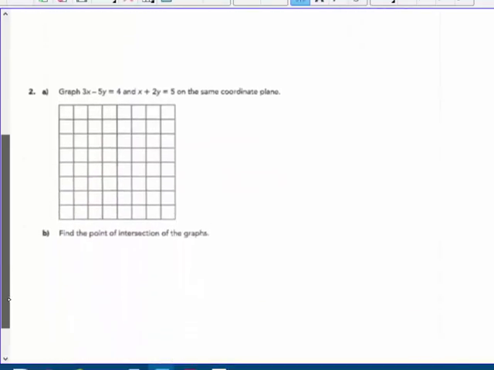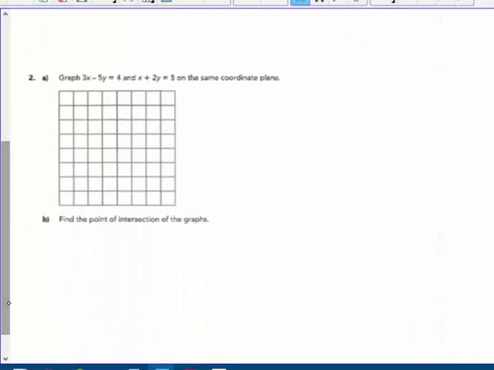Number 2, graph 3x minus 5y equals 4 and x plus 2y equals 5 on the same coordinate plane. I did this one, and what happens is if you put your coordinate axis, your x and your y axis, exactly in the middle, and you guys can see this, that I know that my slope is going to be 3/5. Up 3 and over 5, well, I can't do that because I can only go over 4 to the left or 4 to the right.